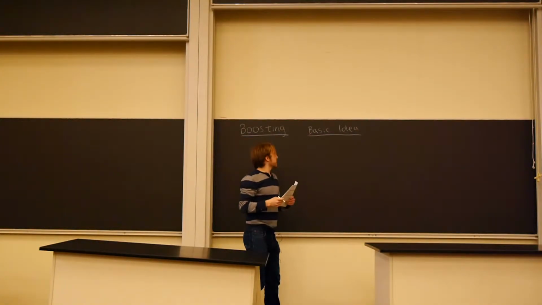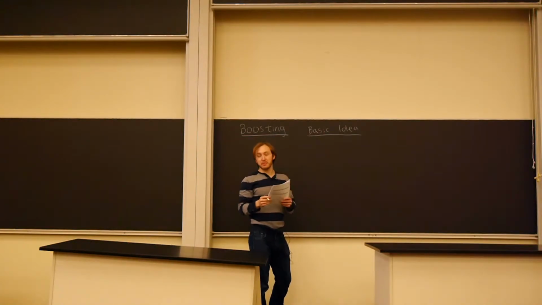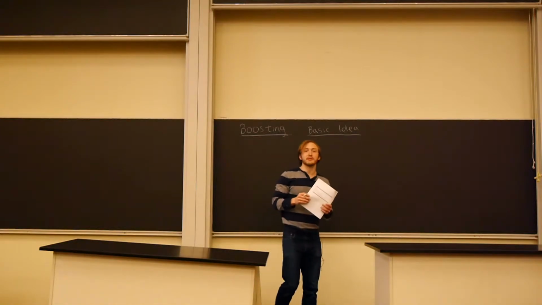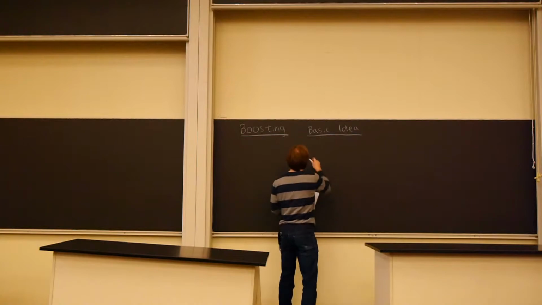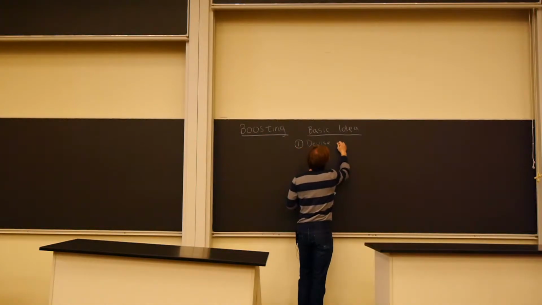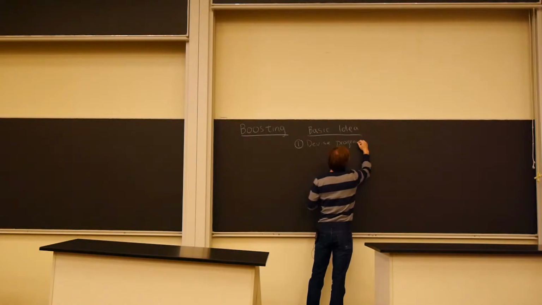We can think of it in 5 steps. So first of all, let's suppose that we've devised a computer program that can learn or create some sort of basic rule of thumb for doing binary classification. So we can call this some sort of program that gives you a weak learner. So the first one is devise a program that returns a weak learner.